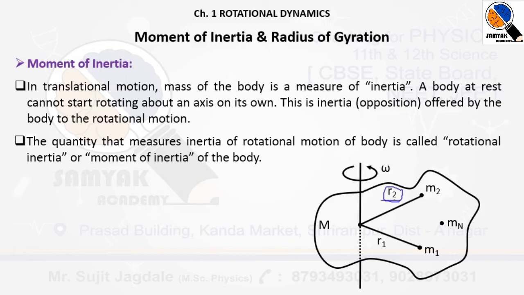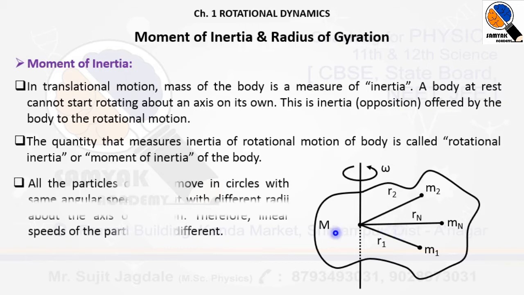R2 is perpendicular to the axis of rotation, and it is the perpendicular distance for the particle whose mass is M2. Then the last particle, in general, is situated at Rn. Again Rn is perpendicular to the axis. So the particle having mass Mn has the distance Rn, which is the perpendicular distance. So R1, R2 etc. up to Rn are the distances.